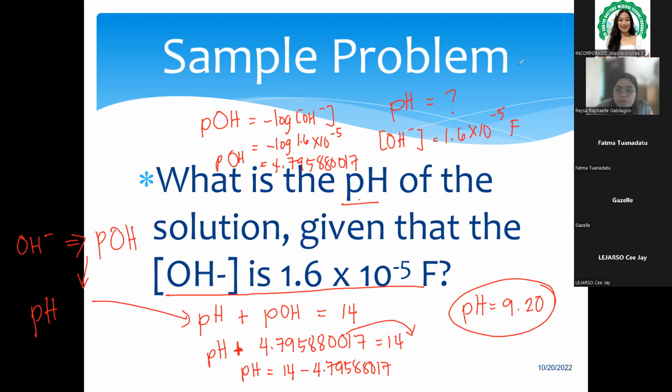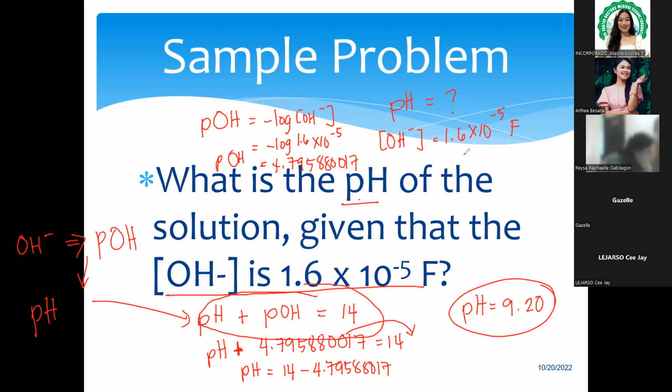Yes, Atasha. Ma'am, if pH ang hinahanap, ma'am, ano gani yun, ma'am? Pag pH ang hinahanap, dapat ang given is hydrogen ion concentration. Kasi ang partner ng pH is always hydrogen. Okay? Pero pag OH ang given, pOH talaga yung mako-compute mo. Pero you can always compute for the pH using this formula pag meron ka ng pOH.